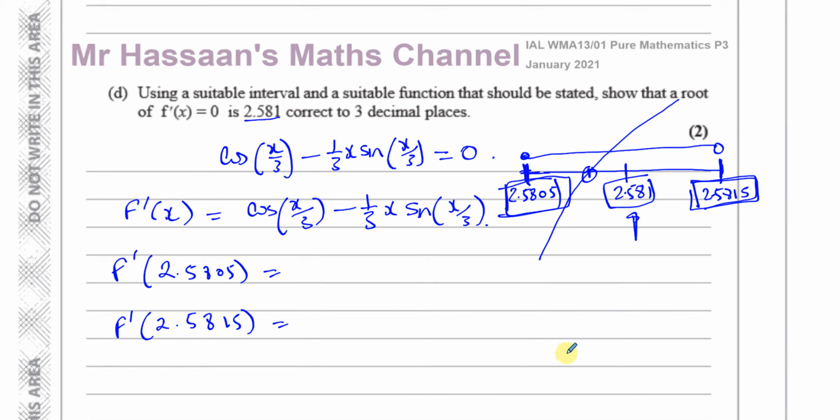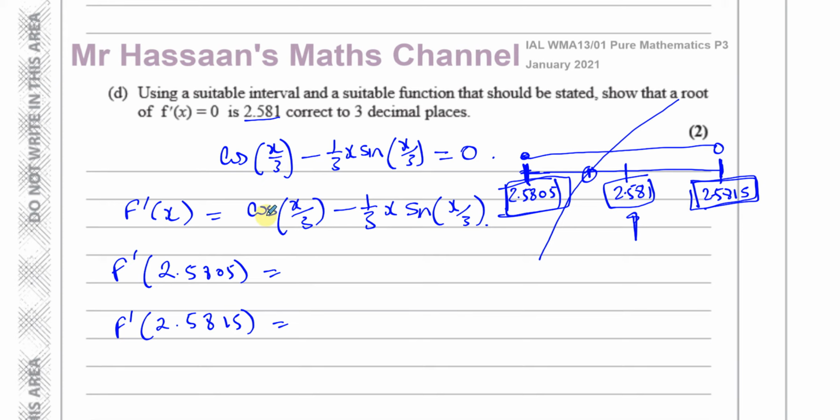If there's a change in sign between them, then that means somewhere between these two values there's a root. It's crossed the x-axis somewhere between those two values, and if it is between those two values, then whatever root it is, when you round it to 3 decimal places, it will definitely give you 2.581 correct to 3 decimal places. Okay, so that's what this whole thing is about here.